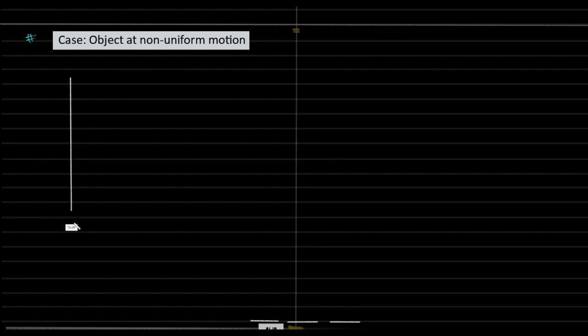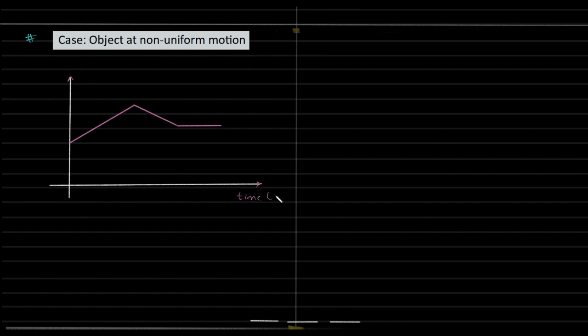So this can be categorized as non-uniform motion. We have increasing, decreasing, parallel to the x-axis, any of these scenarios or any combination, and it is said to be non-uniform motion. And this is velocity in meters per second. So this is your non-uniform motion.